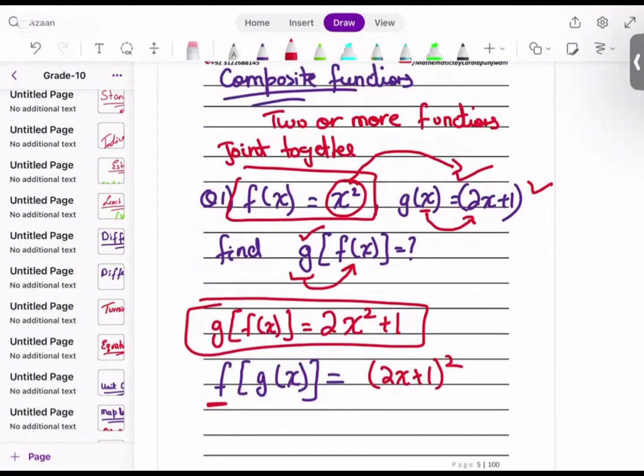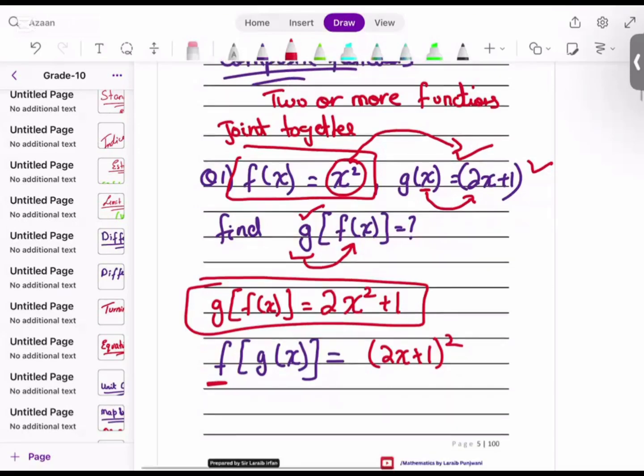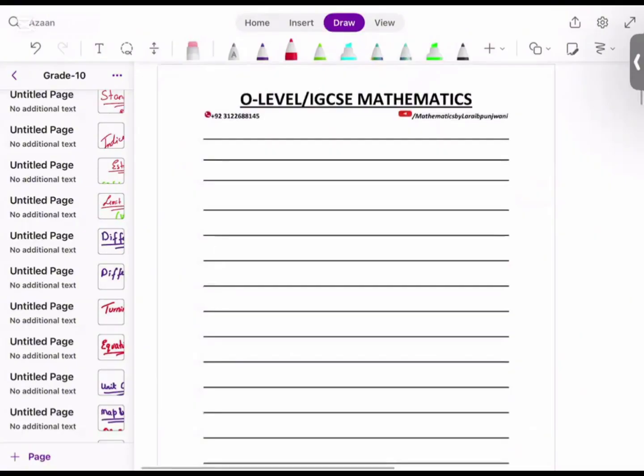Yes, Azan, any confusion? No, I understand now. Okay, that's it. This is known as a composite function. Inshallah, we will do some past paper questions as well, so you will know how these questions will come. Now, the next topic is inverse of function.